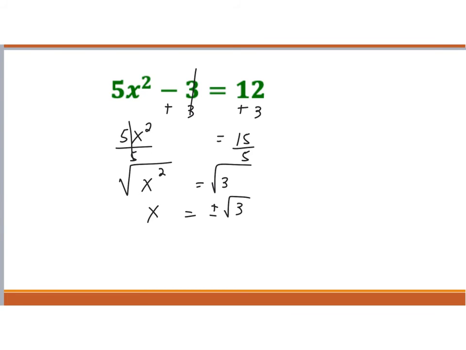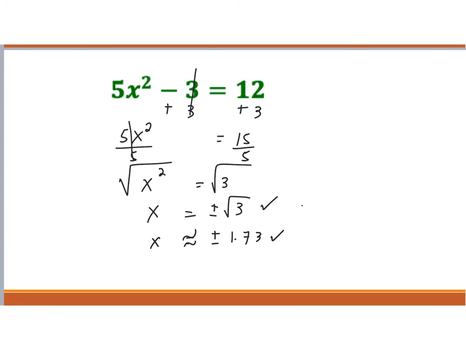So using the calculator, let's see. The square root of 3 is about 1.73 in 2 decimal places. So that's plus minus 1.73, and I'm going to use the approximately equal to symbol here. So in this case, you can express your answer as just plus minus square root of 3. Or if you want to use your calculator and get the approximate decimal equivalent of the square root of 3, in this case, it's plus or minus, positive or negative, 1.73.